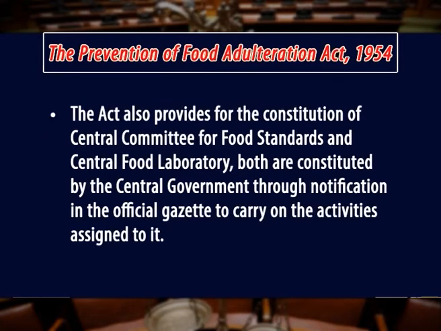The Act also provides for the constitution of the Central Committee for Food Standards and the Central Food Laboratory. Both are constituted by the central government through notification in the official gazette to carry on the activities assigned to it. Under section 3 of the Act, the central government is empowered to constitute a committee called the Central Committee for Food Standards to advise the center and the state governments on matters arising out of the administration of this Act and to carry out other related functions.